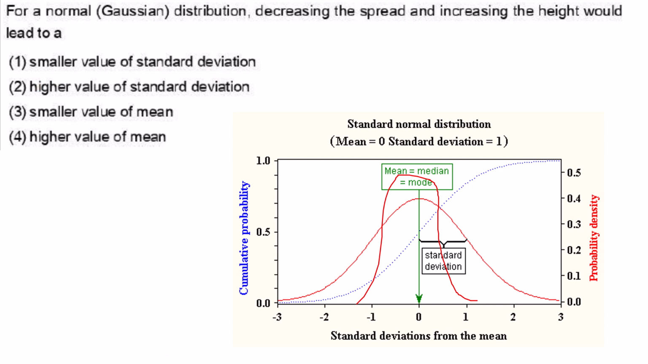This would lead to a smaller value of standard deviation. Yes, that is correct, so the first option is the correct answer. When you decrease the spread, standard deviation is reducing. They have given options on mean also, but the mean of the distribution would not change as the distribution is symmetric about the mean. So that is not going to change. Only standard deviation will change, so it will result in a smaller value of standard deviation.